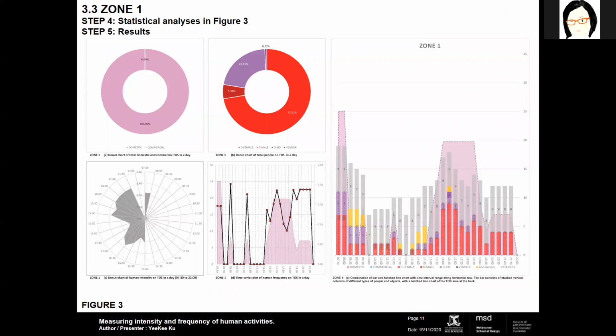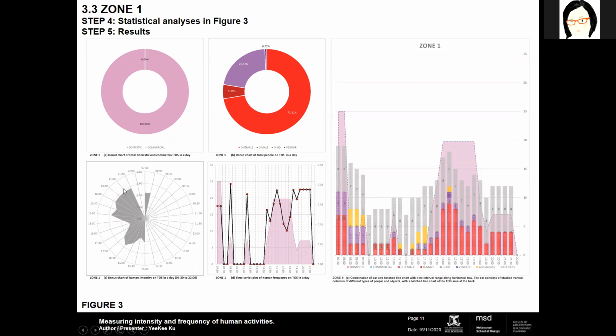Step 4, altogether, there are 5 charts that visualize the statistical analysis. The first 2 donut charts identify the predominant type of people on the TOS area. Figure 3B, 72.31% dweller female indicated in red predominantly occupied TOS area with 100% domestic activities in pink, figure 3A. In 3C, the circular histogram chart of intensity value per 30 minutes from 7 until 10 identifies the pattern of intensity throughout a day.